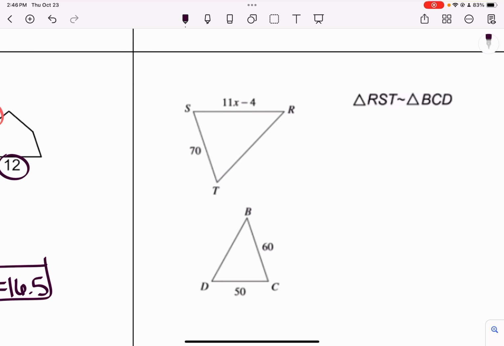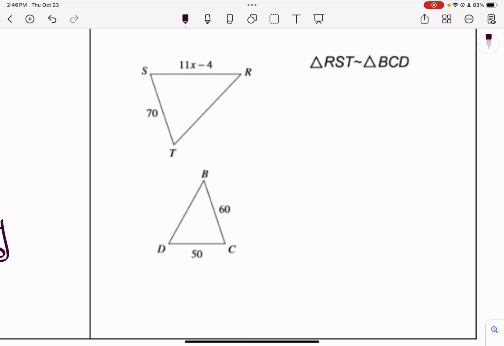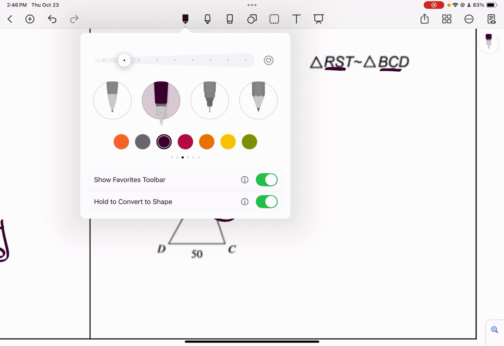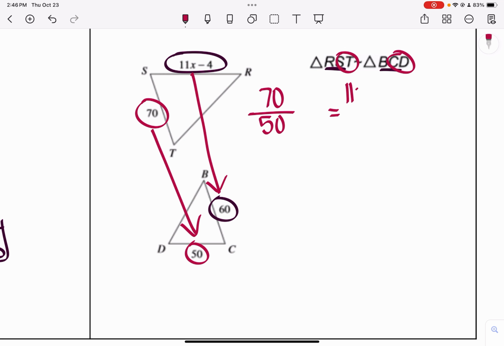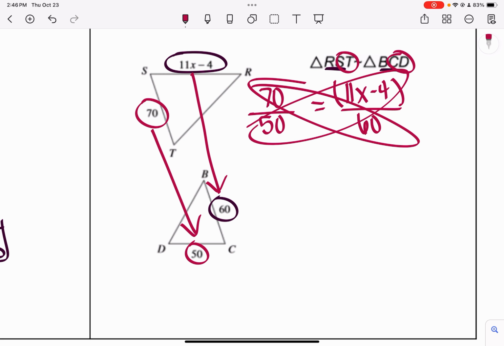Okay, and then the last one, it tells you what goes together. So let's see here. SR would be the first two letters, which goes with the first two letters here, BC, and then ST would be the second two, so it goes with CD. Okay, so now we can set up. I'm just going to do 70 over 50, so I went this direction, should equal 11x minus 4 over 60. And when you do that, make sure you're putting parentheses around that 11x minus 4, because we want to give that 50 to everything when we cross multiply.